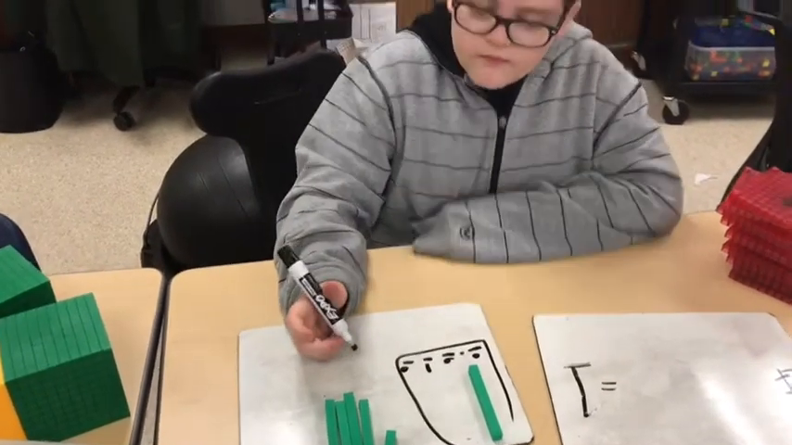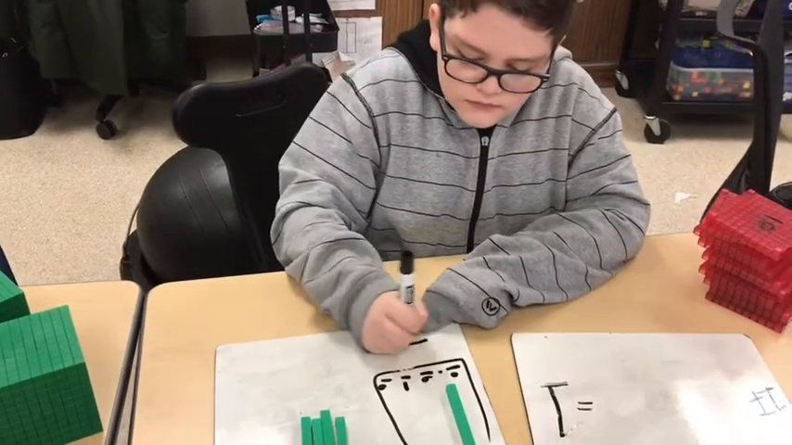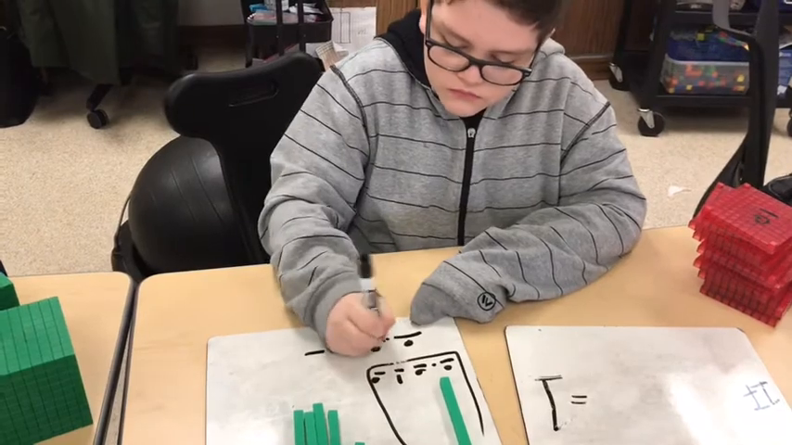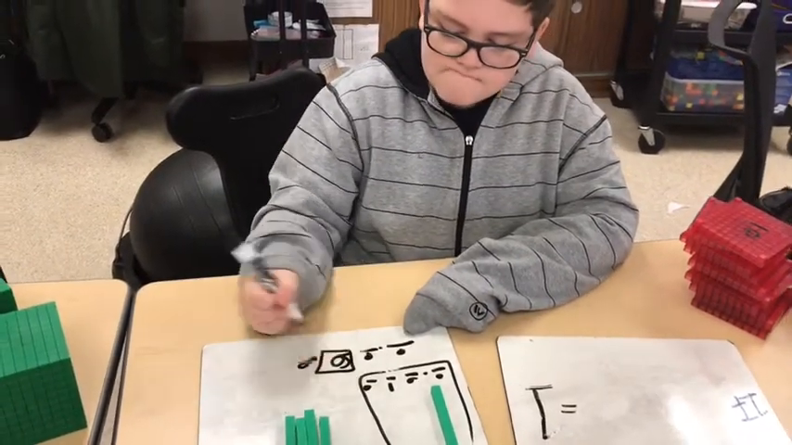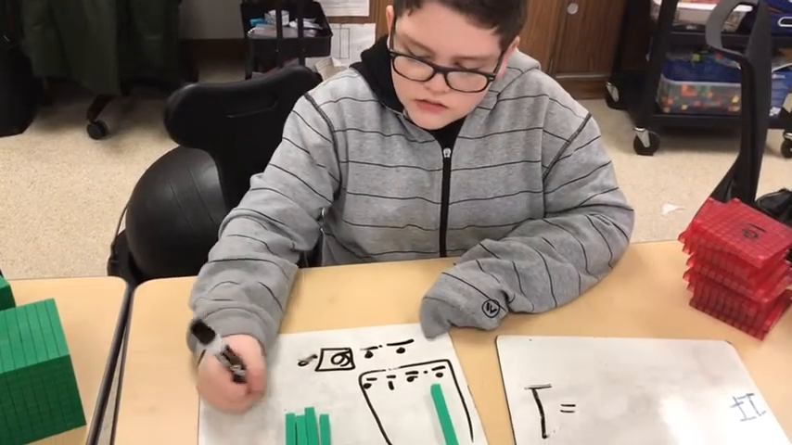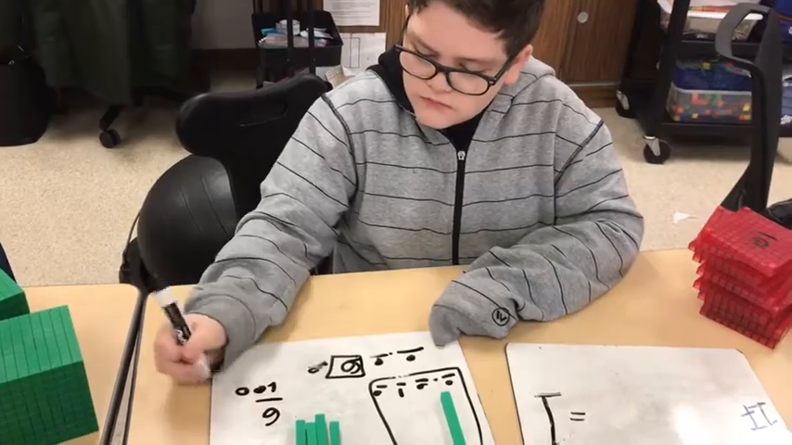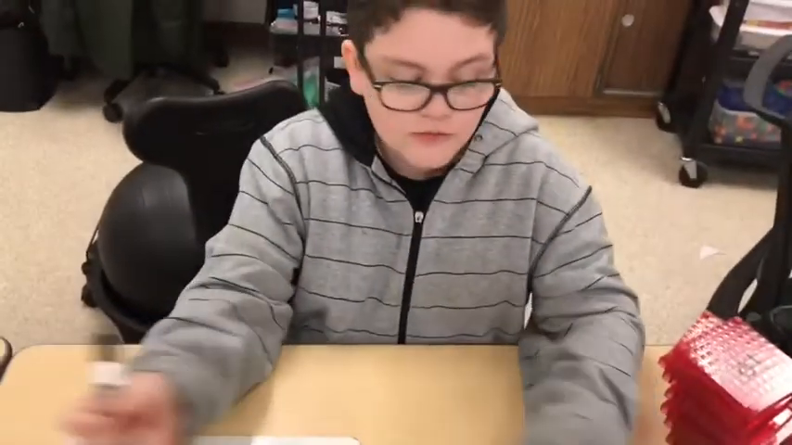So how many hundredths do you have there? Excellent. How do you say that? You want me to make it a... You know I do. Awesome. 600. Excellent.